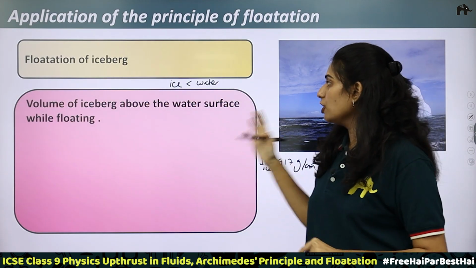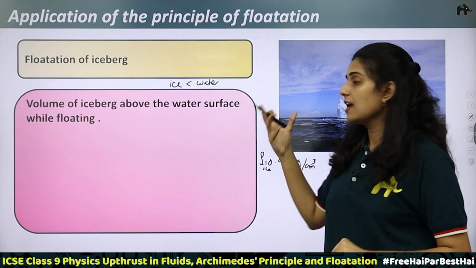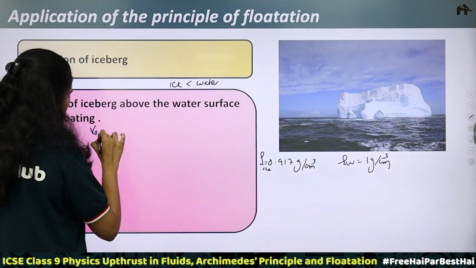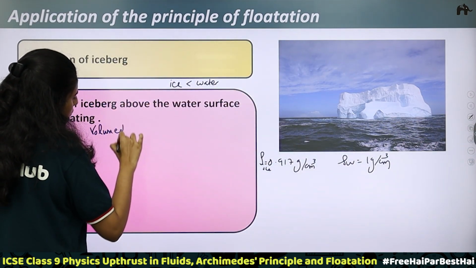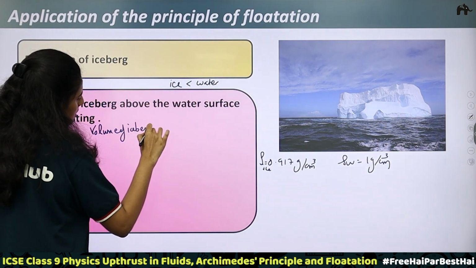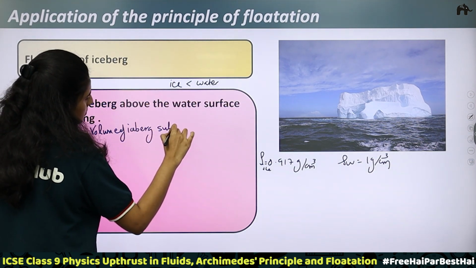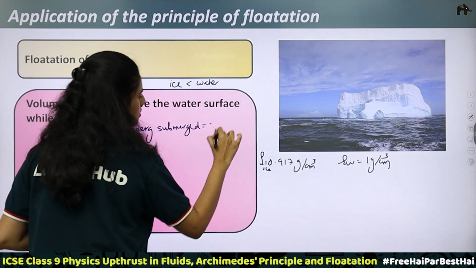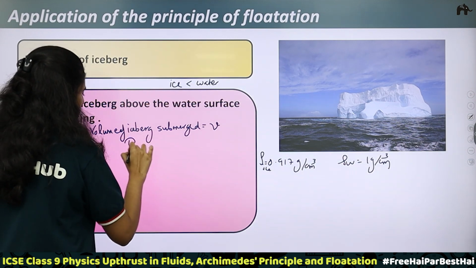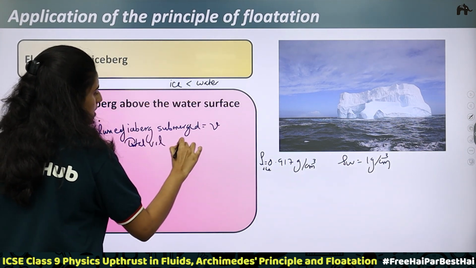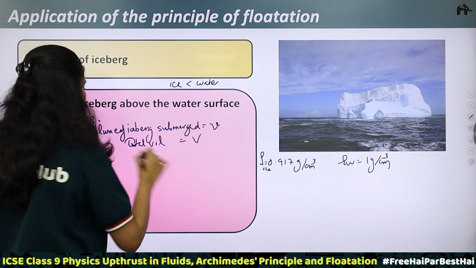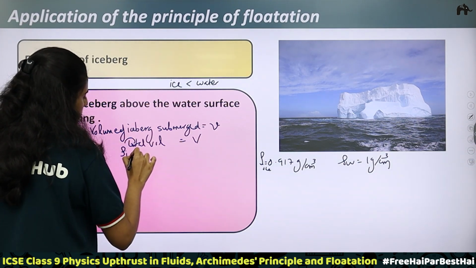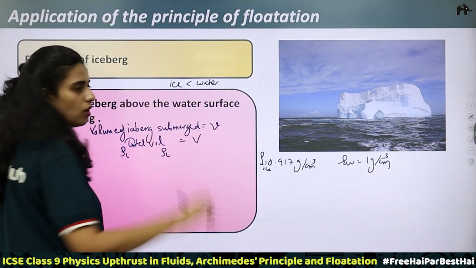Now you can find the volume of iceberg above the water surface while floating. For this, we will have the volume of iceberg submerged. Let it be equal to small letter v. Total volume is equal to capital V. Okay. Now, density of ice, rho I, and density of liquid, rho L.